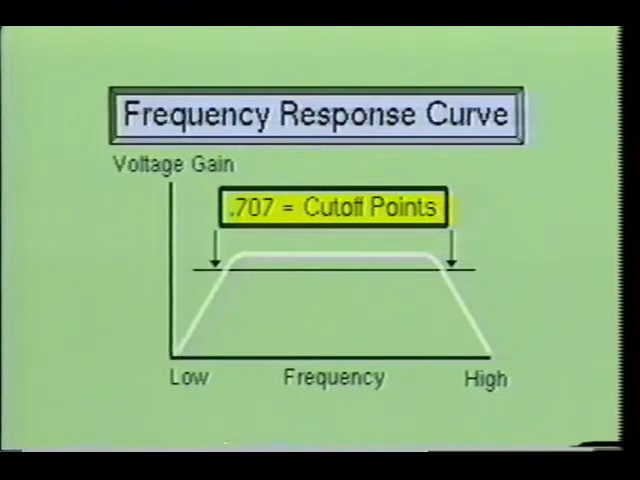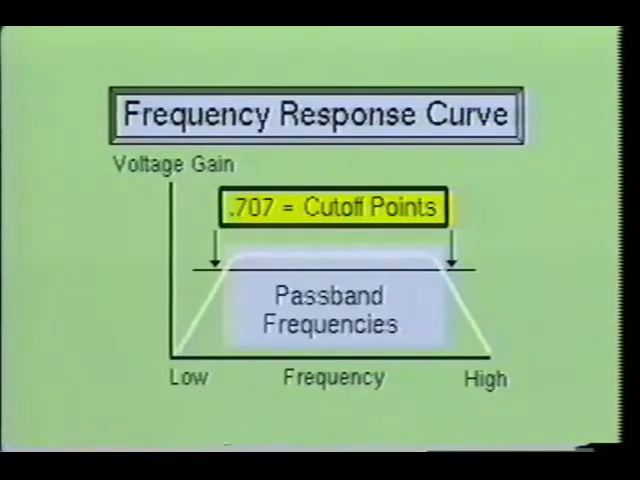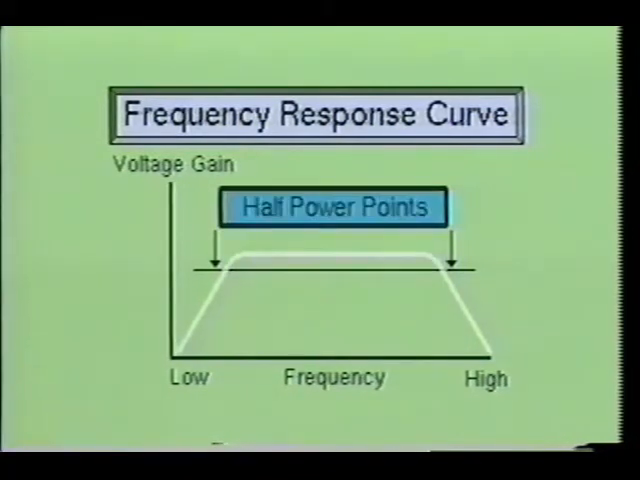When the gain falls to 0.707 of the response curve, the signal is said to be at the cutoff frequency point. There will be a cutoff point at the low frequency end and one at the high frequency end. The range of frequencies between these two cutoff points is called the passband frequency. At the cutoff points, only 1/2 of the power is available. Therefore, sometimes you will hear the cutoff points being referred to as the half power points.